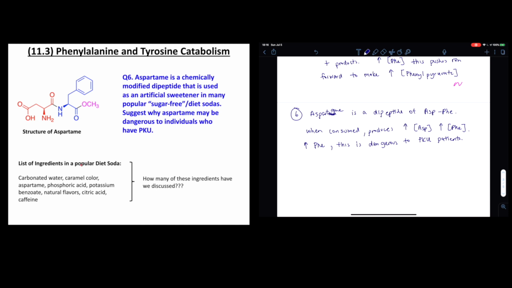And look at all this now. Popular diet soda, like we talked about Diet Coke over here. Look at the ingredients in it: carbonated water, caramel color, aspartame. Like, you know what this all is, right? You know what water is, obviously. Caramel color, who knows what that is? But aspartame, you know the structure of that. You know phosphoric acid, you know the structure of that. Potassium benzoate, we learned about that as a nitrogen scavenger. Natural flavors, whatever. Citric acid, you know what this is from the TCA cycle. And then caffeine, we learned about that structure too when we talked about inhibition of phosphodiesterase.